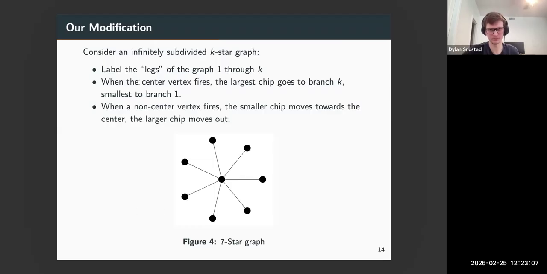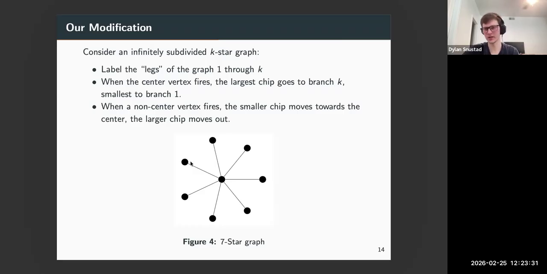And the idea here is let's label the legs 1 through k. So maybe I'll start here. I'll call this branch 1, 2, 3, 4, 5, 6, 7. And now if I fire at the center vertex, I'll send the largest chip to branch k, and I'll send the smallest chip to branch 1. And then I'll send the second smallest chip to branch 2, and I'll continue along with this idea.